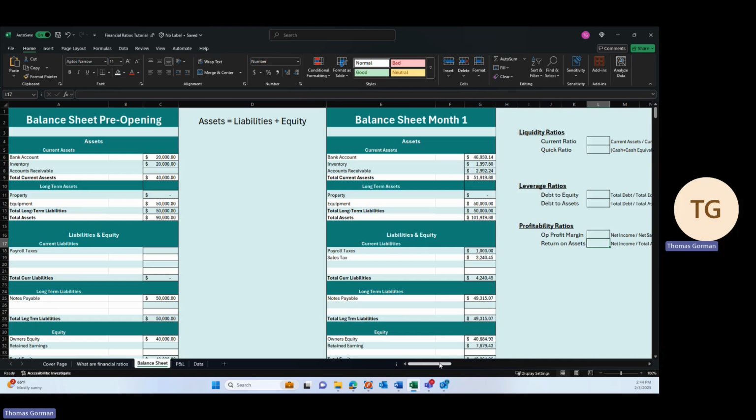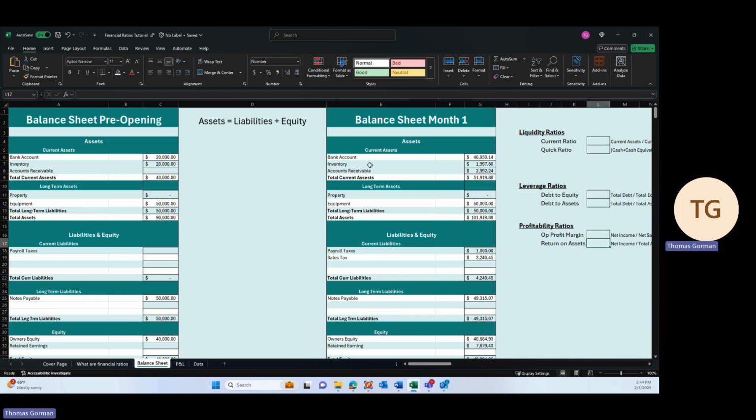The only difference with this balance sheet and the original balance sheet that we used in that tutorial was I have added accounts receivable to this balance sheet at a rate of 10% of the monthly sales. Other than that, this is the same balance sheet we used before in that tutorial.